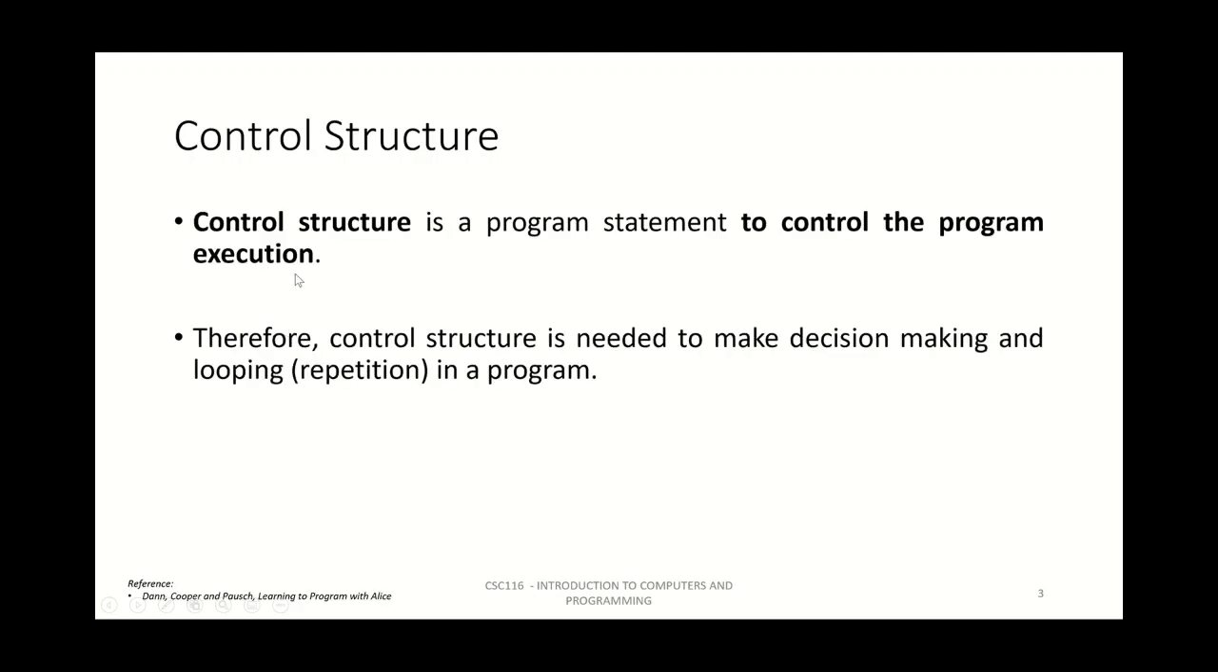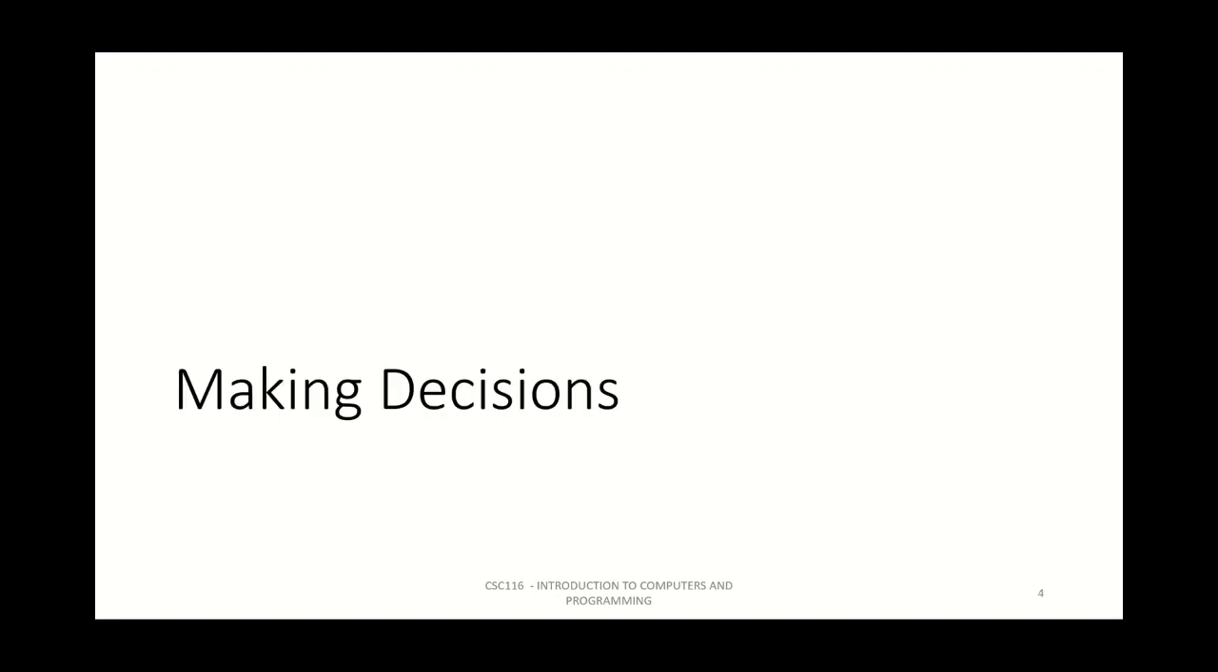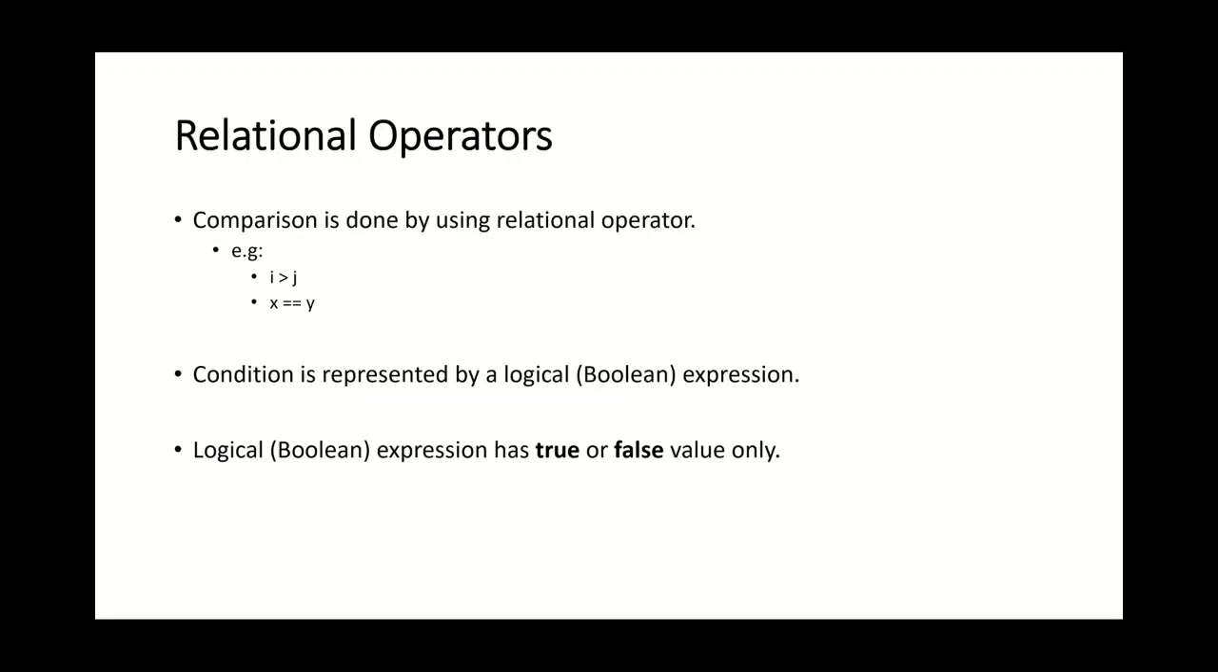So we start with the control structure. What is a control structure? Control structure refers to program statements that control the program execution. With control structures, we need to do decision making and also looping or repetition in a program. So for control structure, actually we have two objectives: to make decisions and also to do looping or repetition. We start with making decisions.